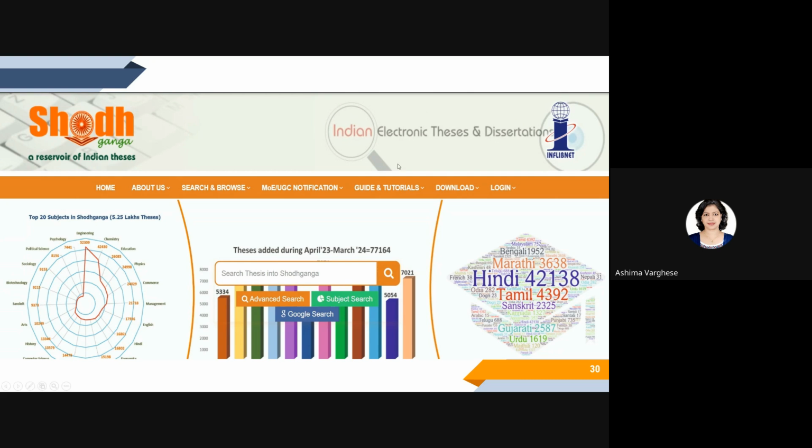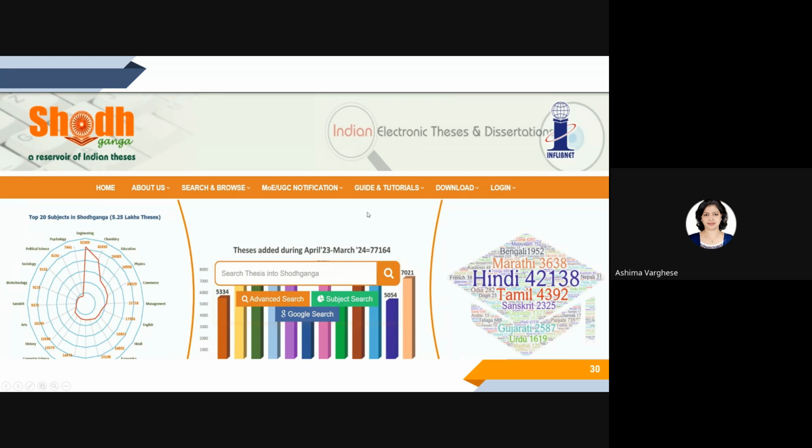Here in home, about us, research, search and so on, we'll be going to the practical, the hands-on workshop on this. I want you to pay attention to the top 20 subjects in Shodh Ganga. Here, engineering, psychology, chemistry, political science, education, biotechnology, management. There are different subjects, and the theses are added every year. In March, they have been added.